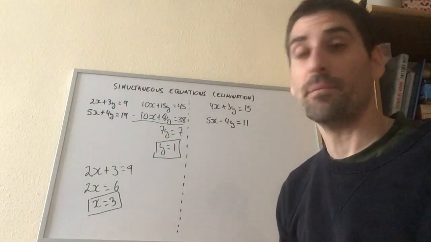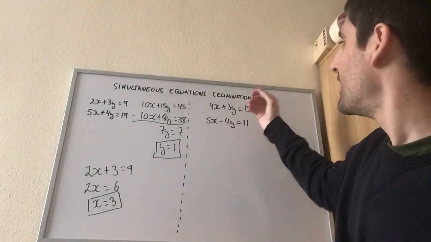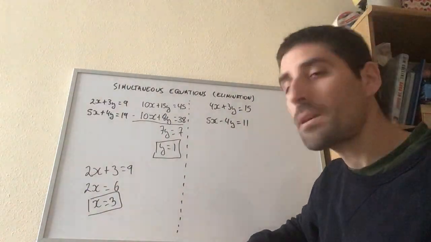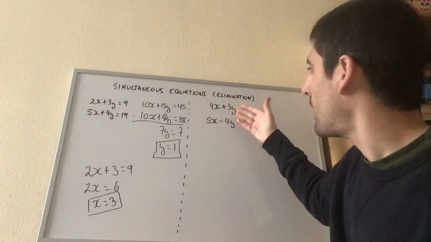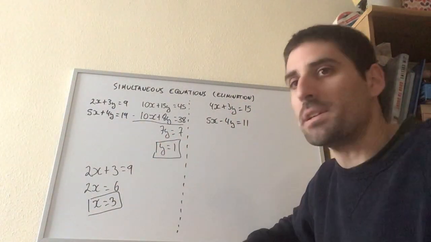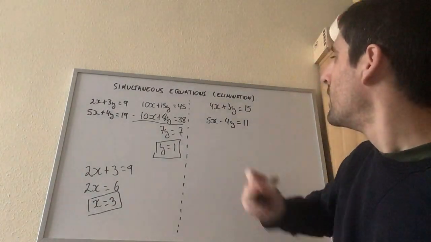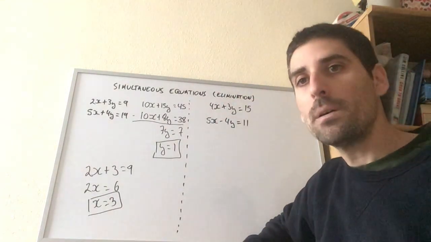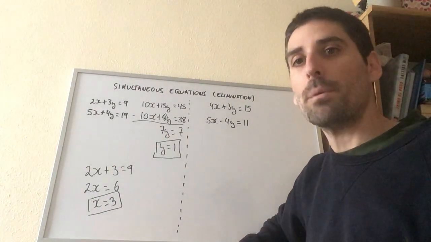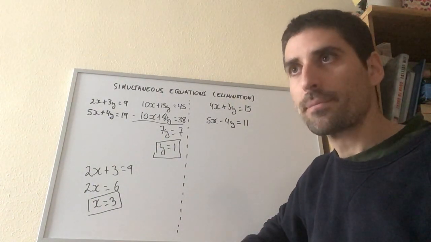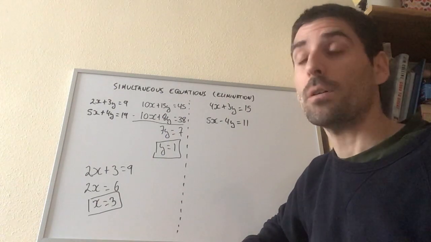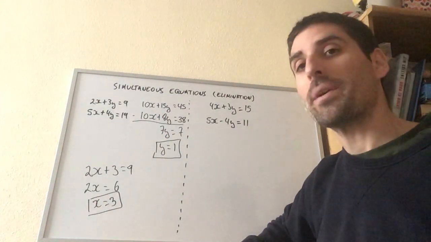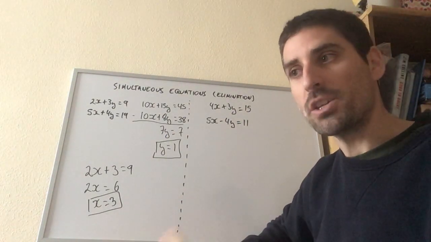Another example, very much the same thing. X's and y's. This time I am going to get rid of the y's. I'm going to change it around, mix it up. If I want to get rid of the y's, I've got a 3 and a 4. So remember, I need to think about the lowest common multiple of 3 and 4. And the lowest common multiple of 3 and 4 is 12. So I want to have 12y in each equation.